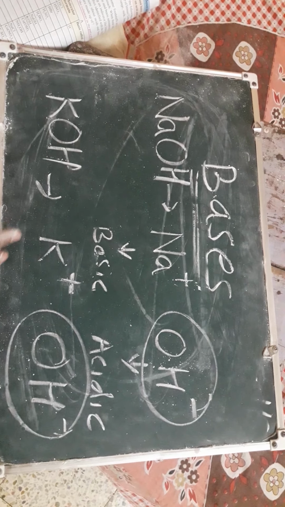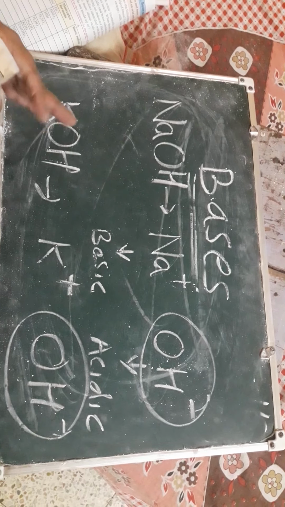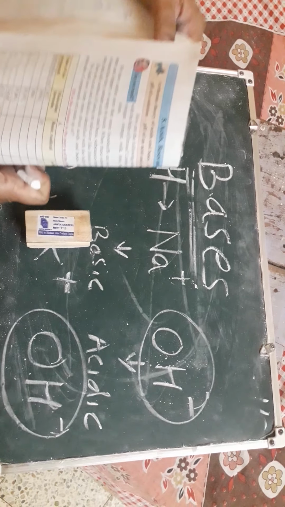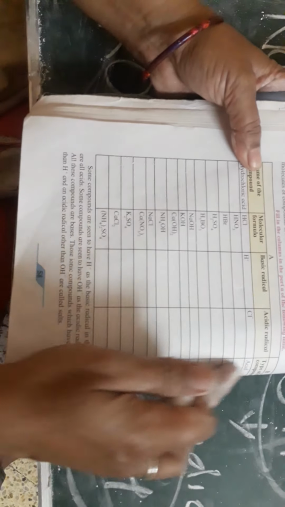In today's lecture we will understand only these basic concepts, and we will study the table given on page number 58. We have already filled it in our morning lecture. Now in the next lecture we will see what an ionic compound is and how ionic bonds are formed.